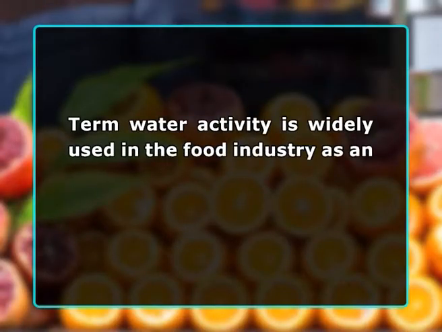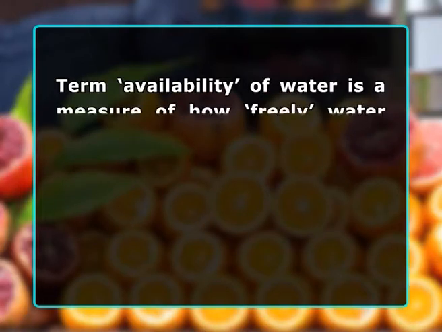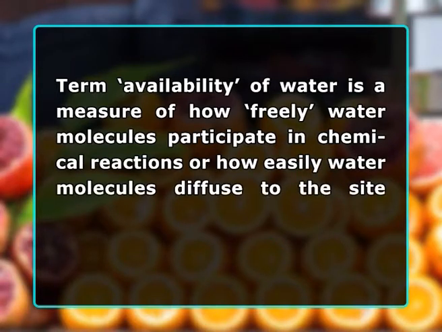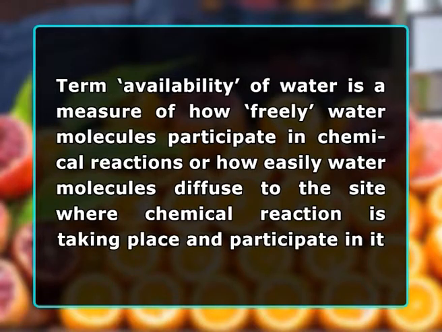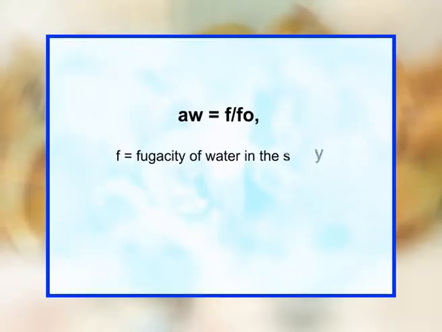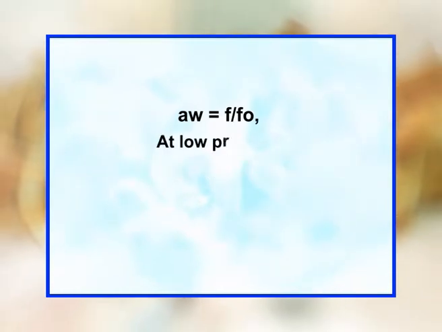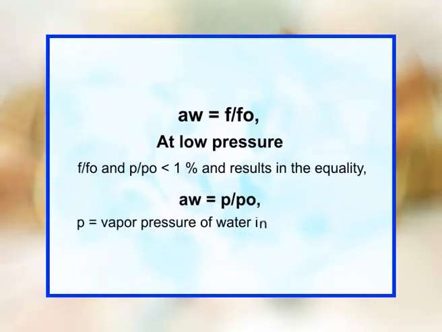The term water activity is widely used in the food industry as an indicator of water available in a product. The term availability of water is a measure of how freely water molecules participate in chemical reactions, or how easily water molecules diffuse to the site where chemical reaction is taking place and participate in it. Mathematically, water activity is given by the ratio of vapor pressure of water in the substance to the vapor pressure of pure water at the same temperature.